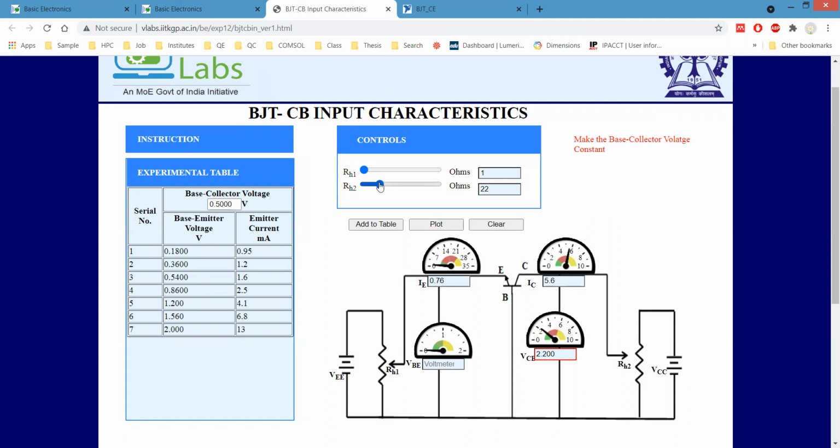Initially, could you please remind me what the VCB was? I forgot. It was 0.5, right? Yeah, I think so. Please let me note that. Yes, sir, 0.5. Okay, thank you. So for this case, let's say we have considered 2 volt.